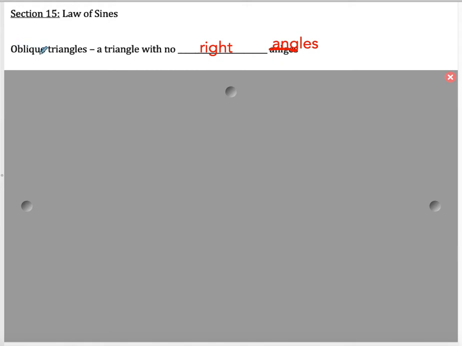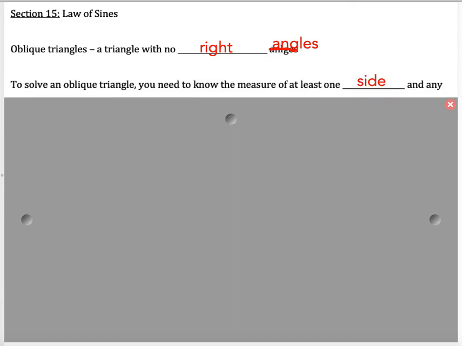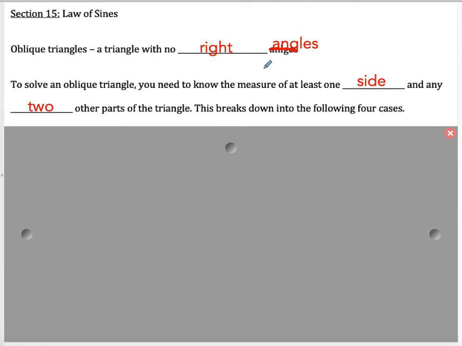So again, an oblique triangle is a triangle that does not consist of a right angle. And so to solve an oblique triangle, we have to know at least one side and any other two parts. Okay? So on a triangle, you have 6 pieces. You have 3 angles and 3 sides. As long as you have at least one side and any other 2 parts, you can use either law of sines or law of cosines.